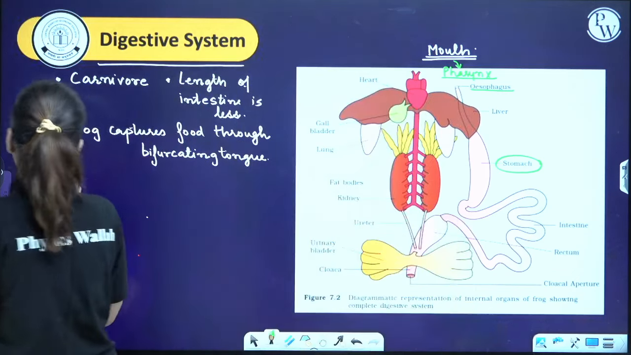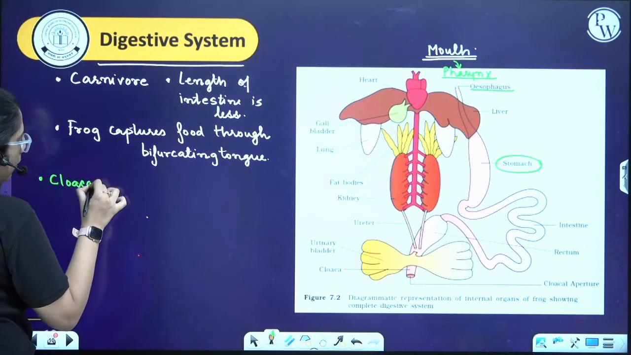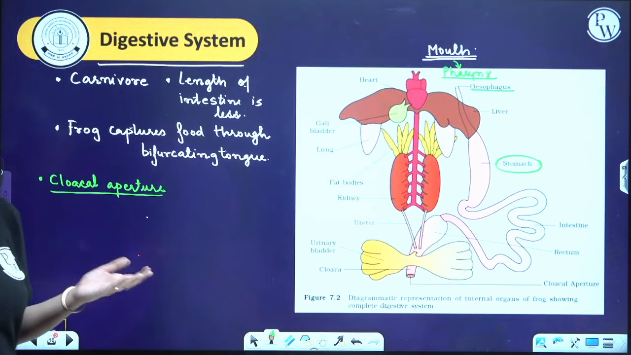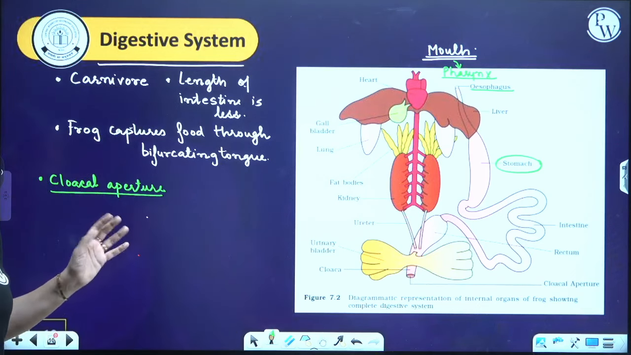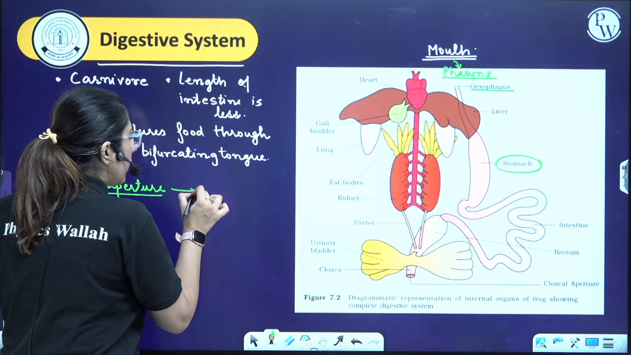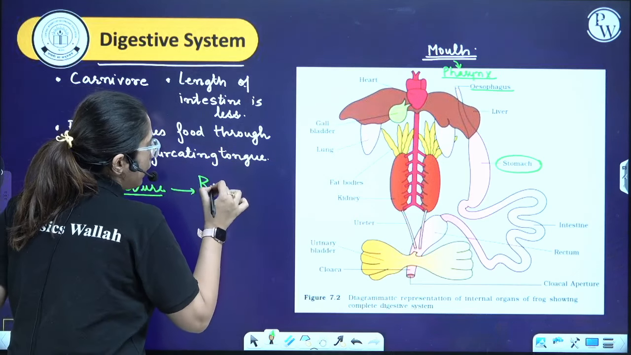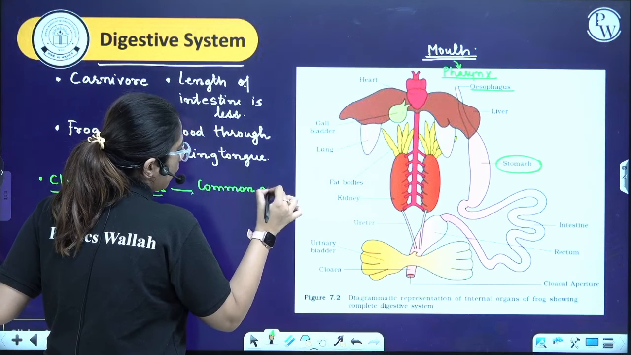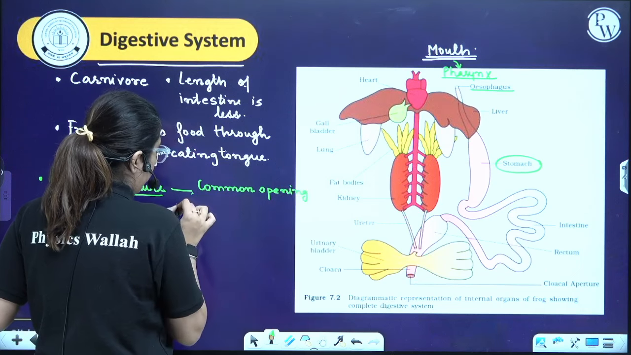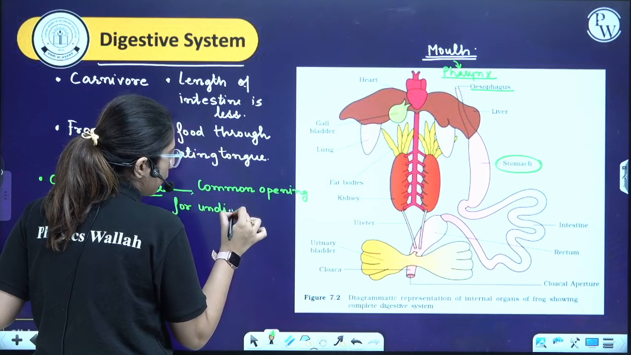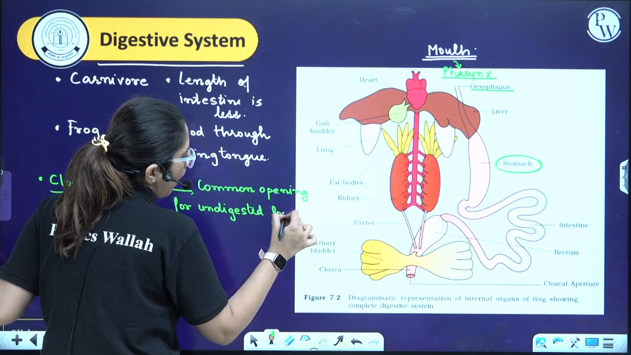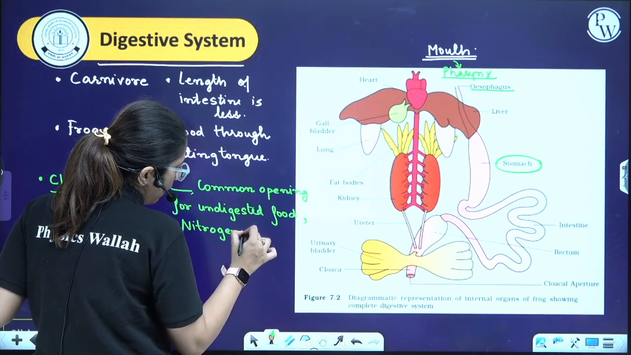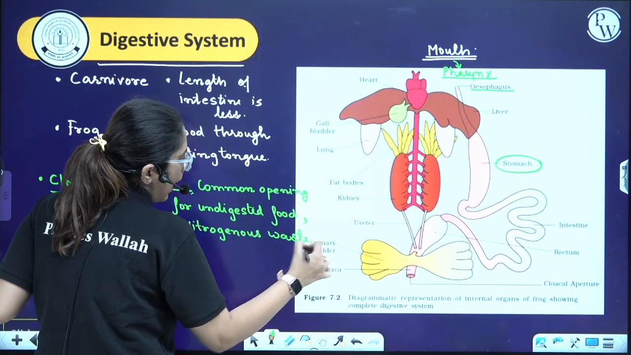Very important: they have a cloacal aperture. What is a cloacal aperture? We do not have a cloacal aperture; we have an anus. They do not have an anus; they have a cloacal aperture. What is the use of this cloacal aperture? It is a common opening for undigested food, urine, that is, nitrogenous waste, because it varies also, I'll tell you how, and sperms and eggs.